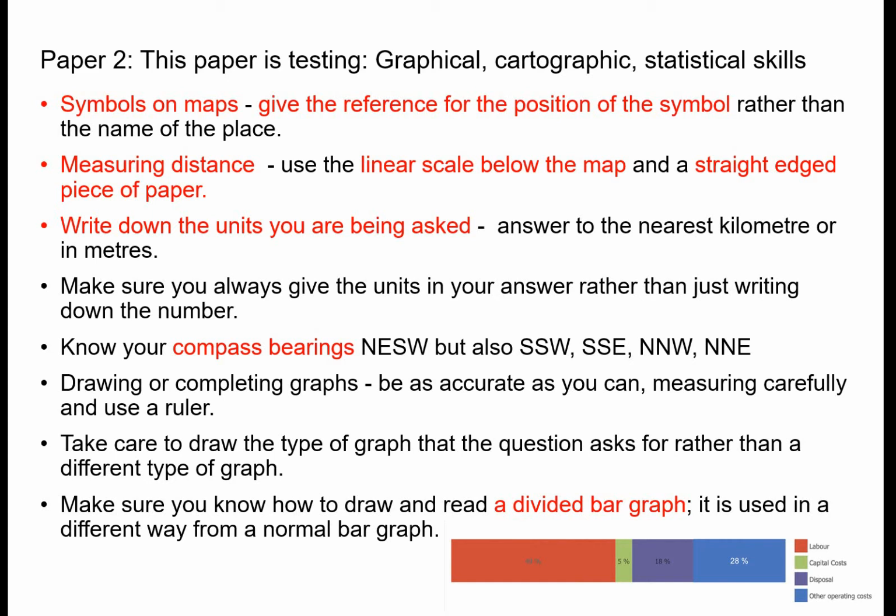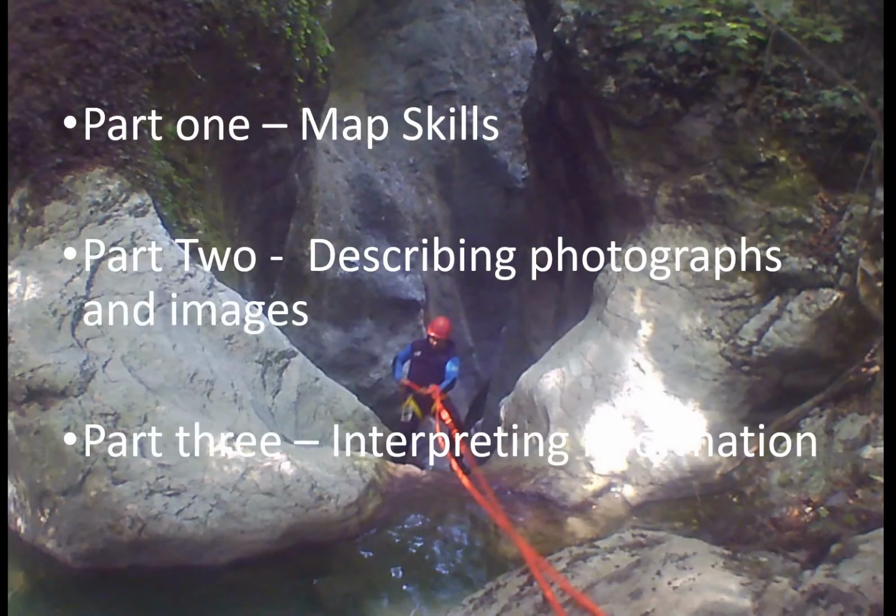So those are, in essence, what you'll be tested on. So this lesson is split into 3 parts. First part is map skills. Second is describing photographs and images, like describing me there, canyoning down somewhere in Serbia. And part 3 is interpreting.